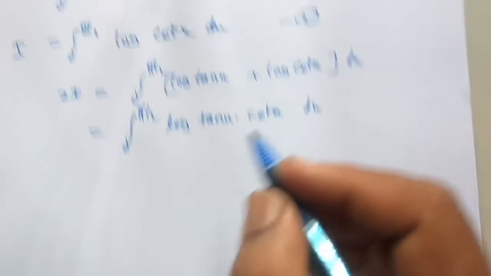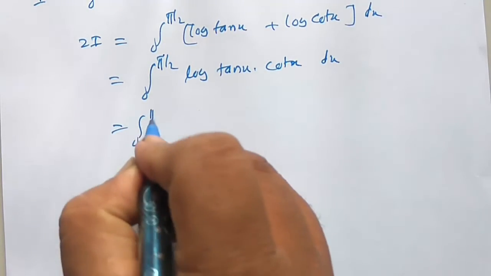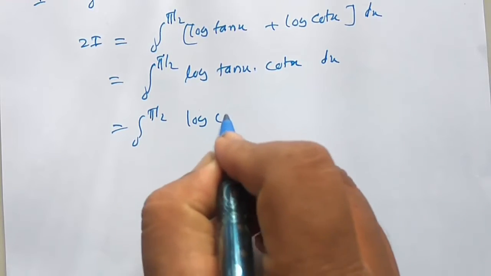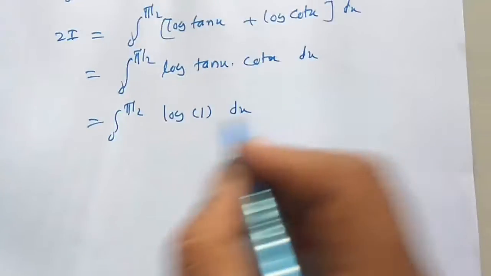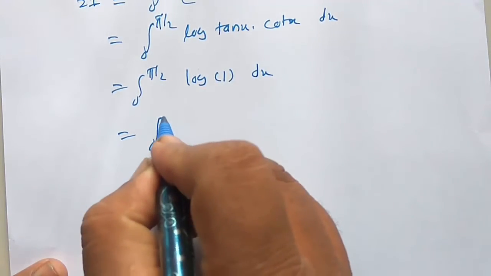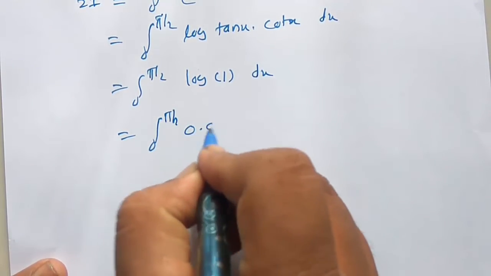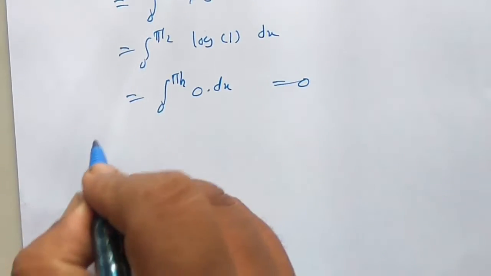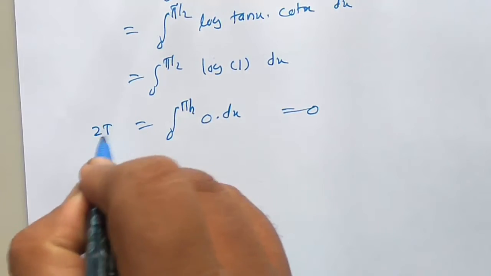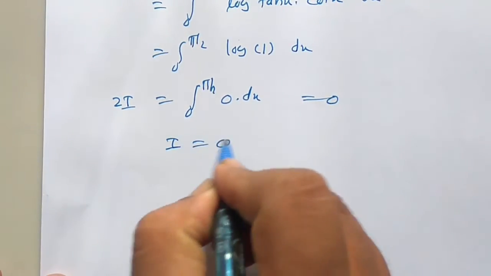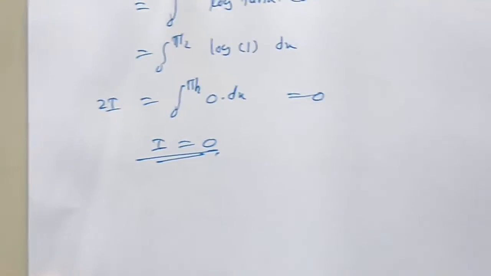Tan into cot is 1. So it is 0 to pi by 2 log of 1 dx. Log of 1 is 0. So it is 0 to pi by 2 of 0 dx. It is equal to 0. Therefore 2I is equal to 0. I is equal to 0. So this is the answer.